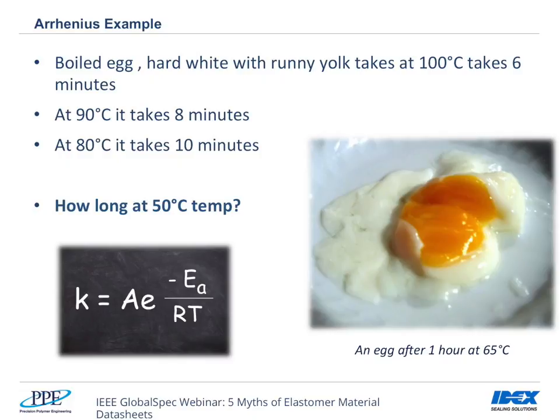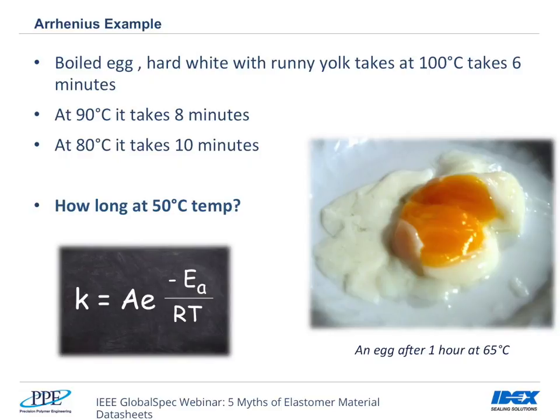More often than not, a single property is selected and is measured in terms of degradation at a temperature over time. Typically, this is the tensile strength. However, when was the last time you saw a failure mode that was directly due to degradation or loss of tensile strength? In this example, we're going to look at boiling an egg. So, to boil an egg so that it has a hard white and a runny yolk takes approximately 6 minutes at 100 degrees C. At 90 degrees C, it would take around 8 minutes. At 80 degrees C, it would take around 10 to 11 minutes.